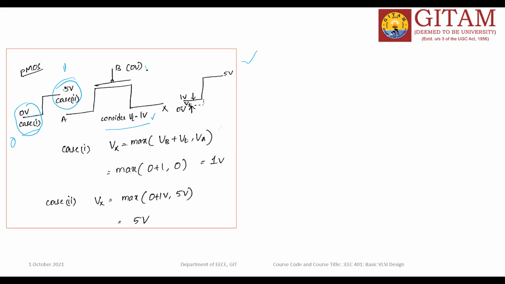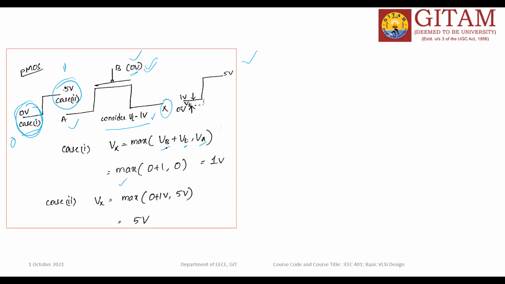Suppose this PMOS is always on because 0 volts is applied at its gate. Now the input is, in the first case, 0 volts. So what is the formula? The voltage at the output node Vx is equal to the maximum of VB plus VT, comma VA. VA is the input, VB is the gate voltage, and VT is the threshold voltage.